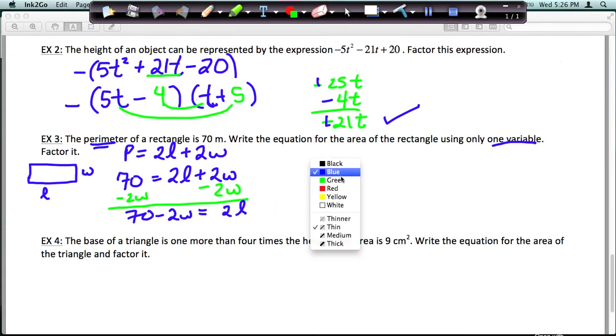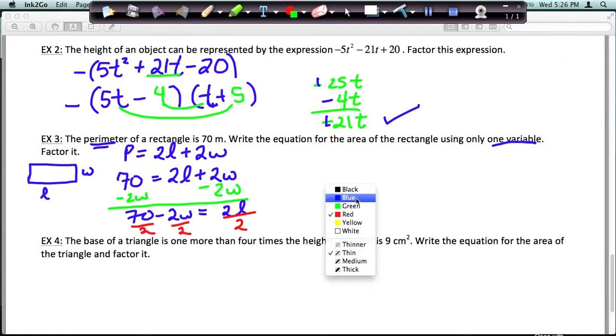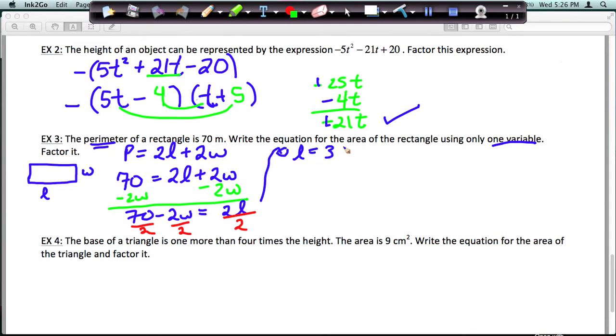And then I want to get L by itself, so I'm going to divide everything by 2. And this actually happens to divide into both evenly, so I'm just going to break it up since it's going to make this much nicer looking. So I'm going to come up here, and I get L equals 35 minus W. Okay, so I've solved for L in terms of W, so I can say L equals 35 minus W, and I can only have one variable now.